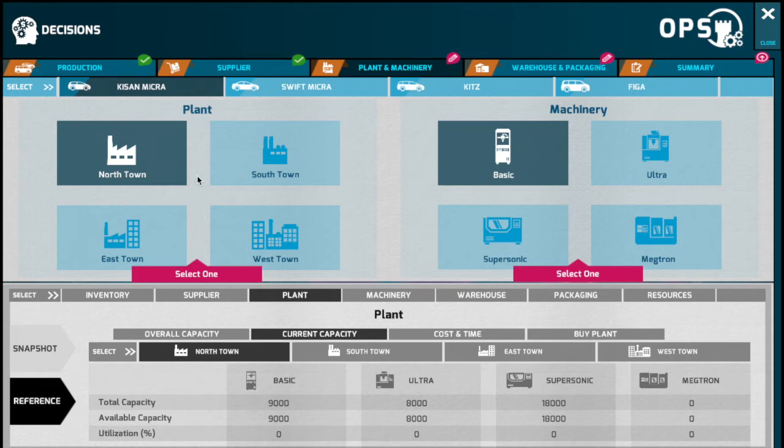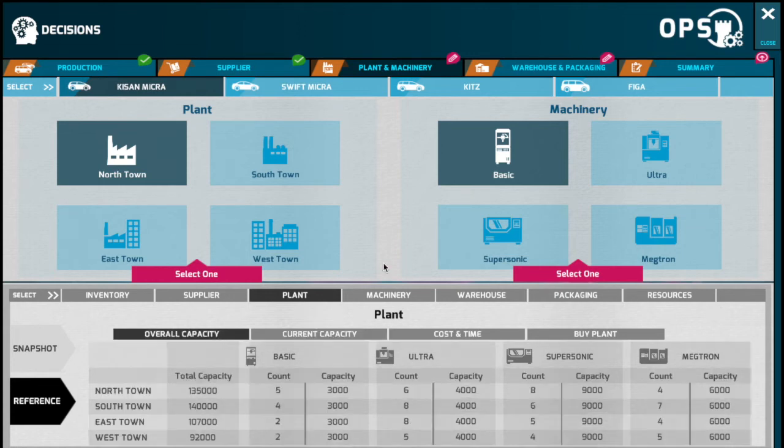The details of the plant and machinery are available in the reference section below, and the teams would need to take cognizance of the information provided in order to make an informed decision. The section on overall capacity provides information on the total capacity of the plant. For example, the Northtown plant has a capacity of about 1,35,000 units, in which they would be in a position to install various machines which have a different capacity, and also the information on the total count of machines that could be installed in each of the plants is provided.